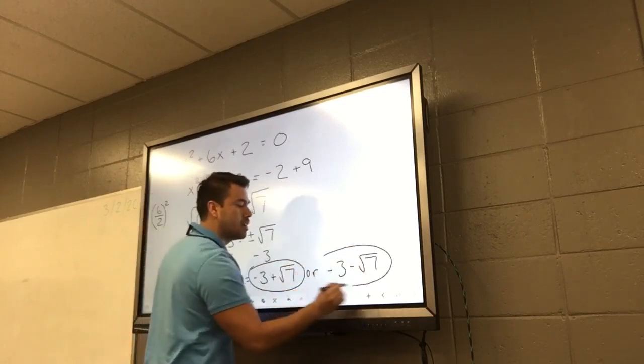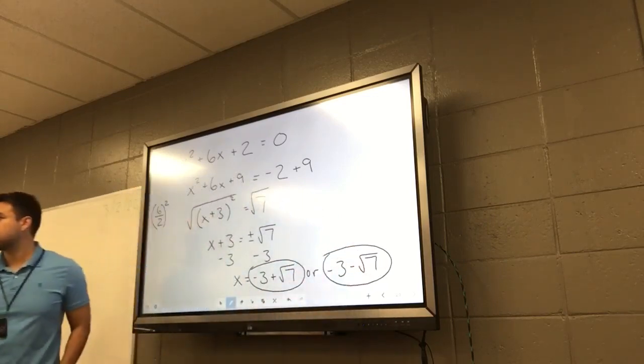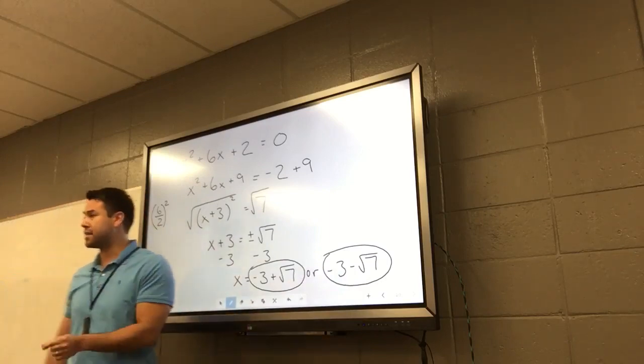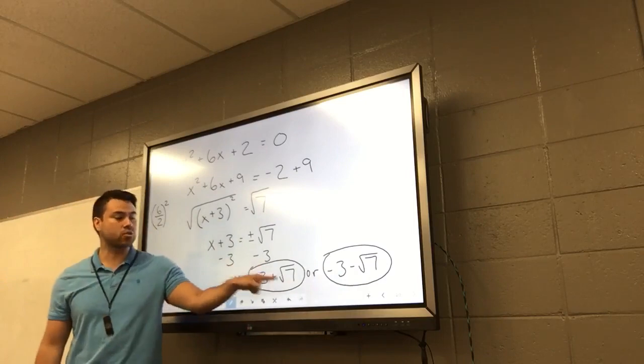Why don't you do like 2.6? Because you technically want to say the exact answer. The exact answer is the square root of 7.